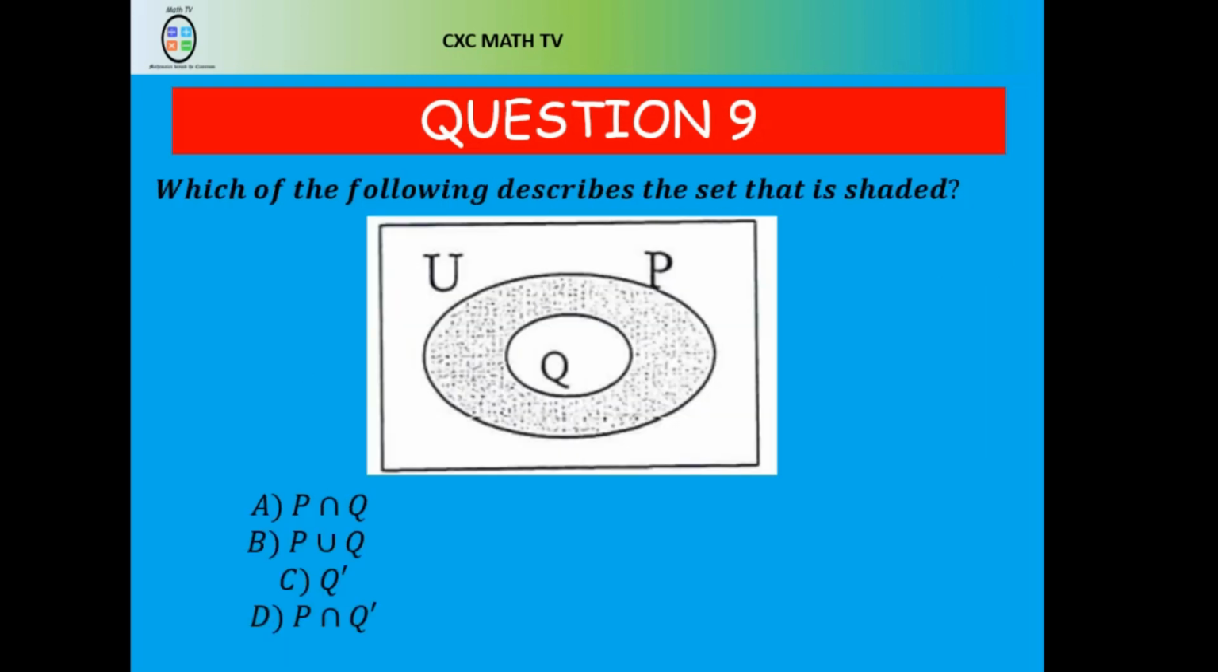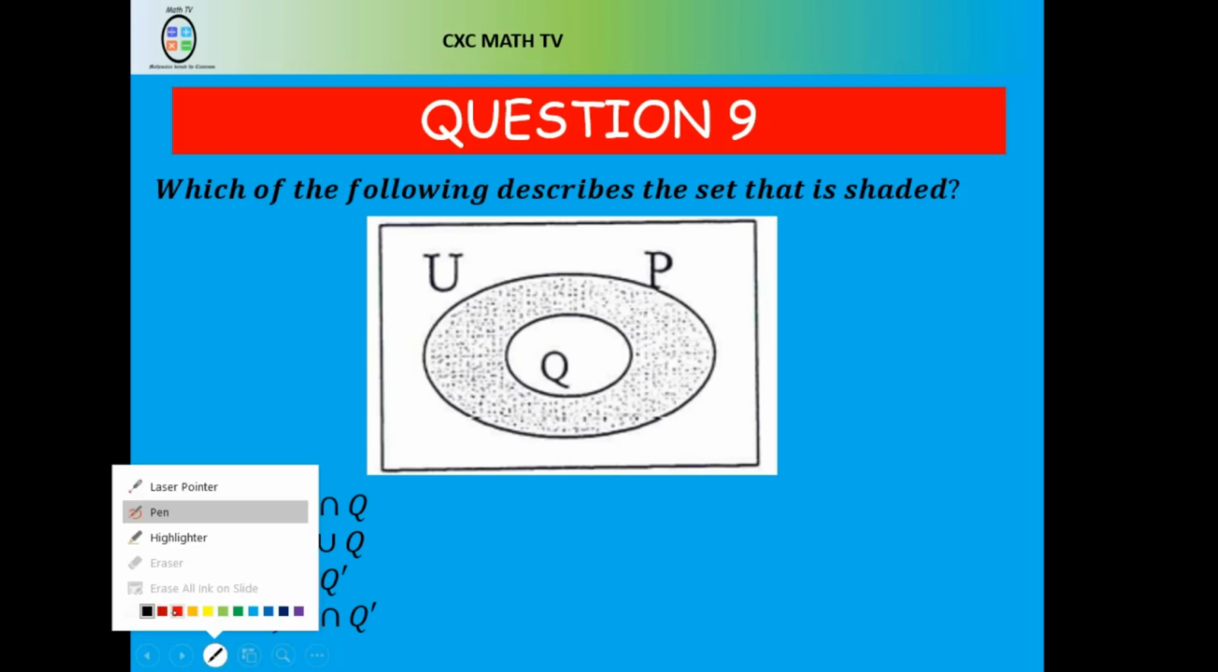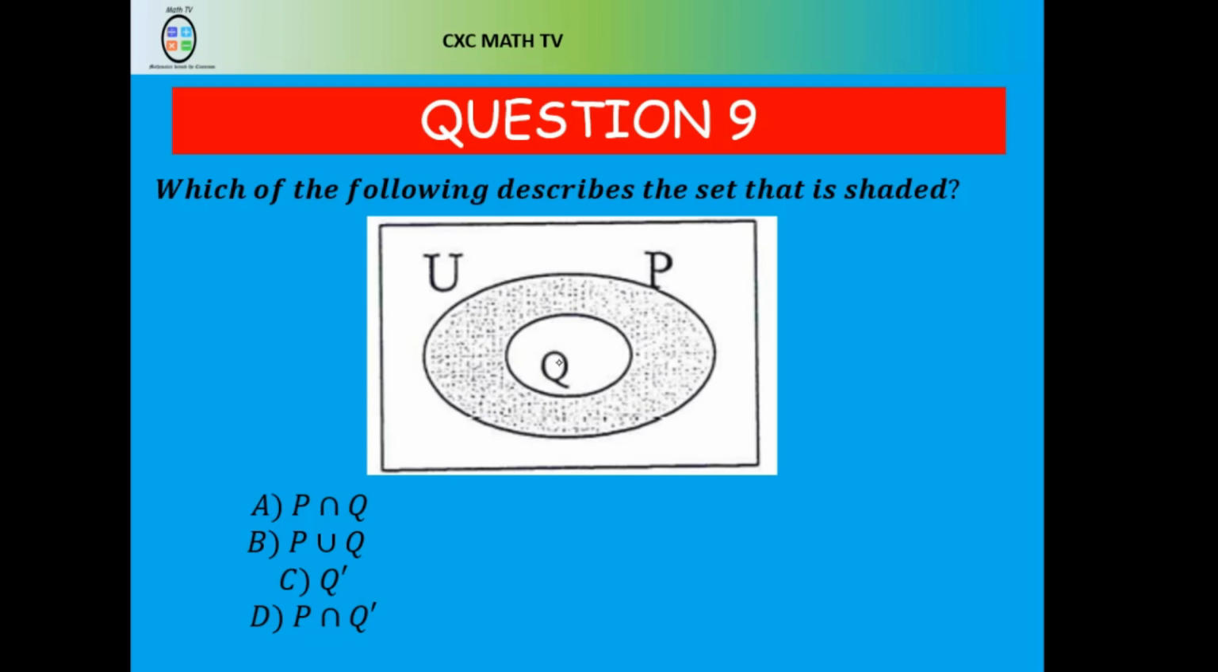This one, it says, which of the following describes the set that is shaded? Pause the video and answer this question. So the first thing, the portion that's shaded, we know that it's inside of P, but not in Q. So if it's inside P and not in Q, it's P intersection, not in Q, so Q prime. So P and not in Q, option D. Easy.